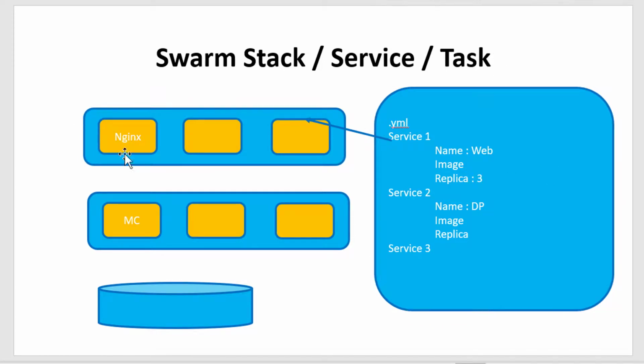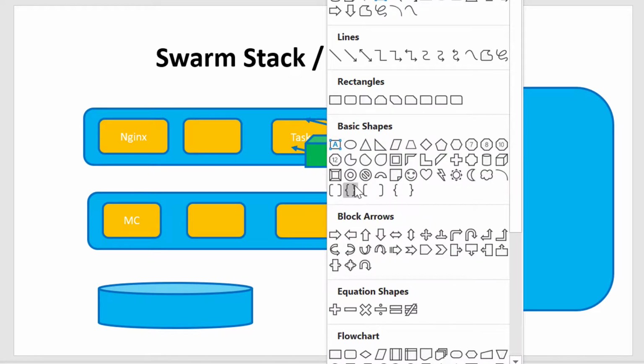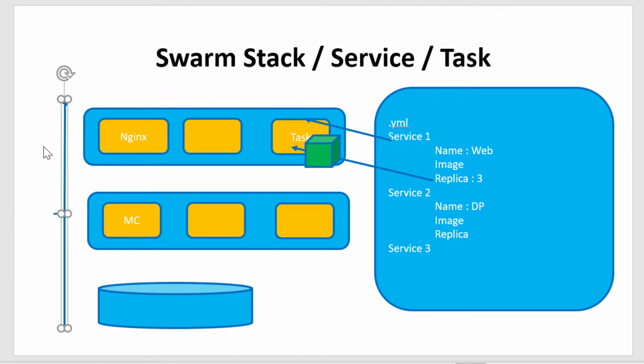Say if I say the replica is 3, I will have 3 tasks running. Each task will be having the container of type nginx. So this is the task. Within the task, the containers of the type that is required will be running. And all the services together, this is called a stack. So the entire set of services, we call it a stack.